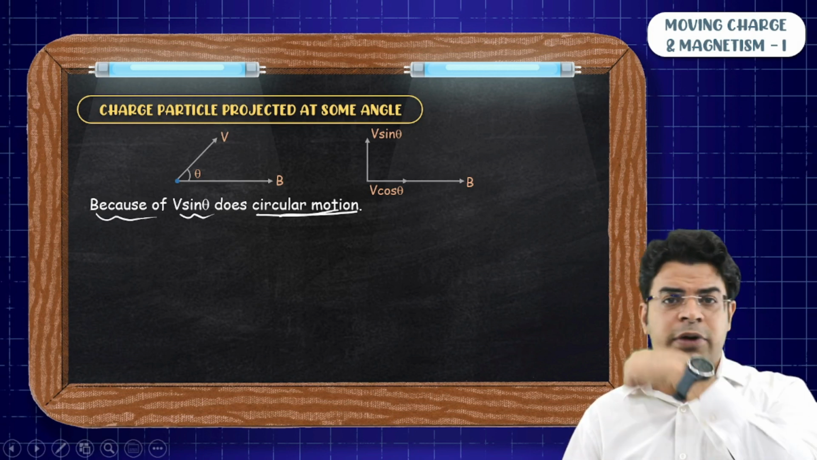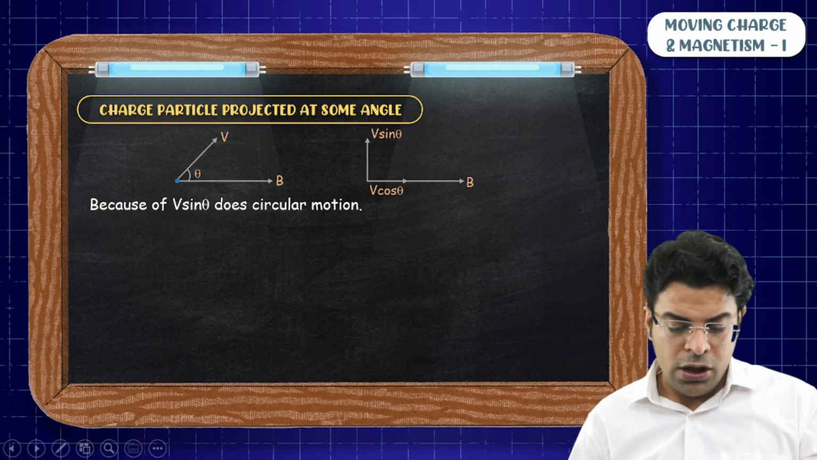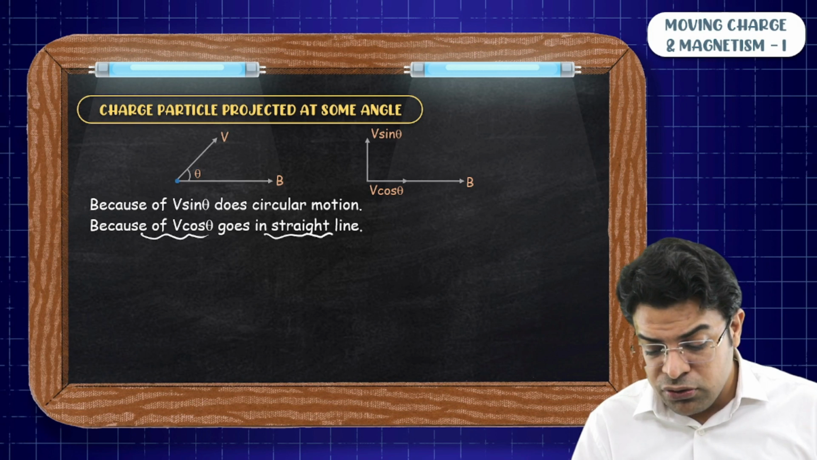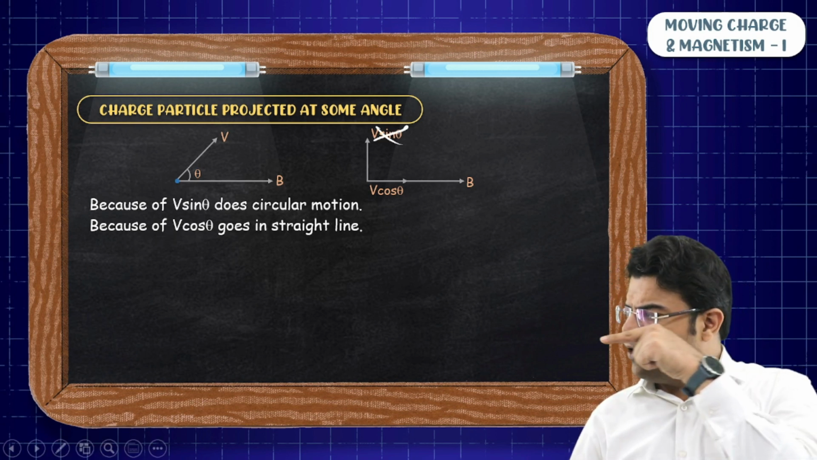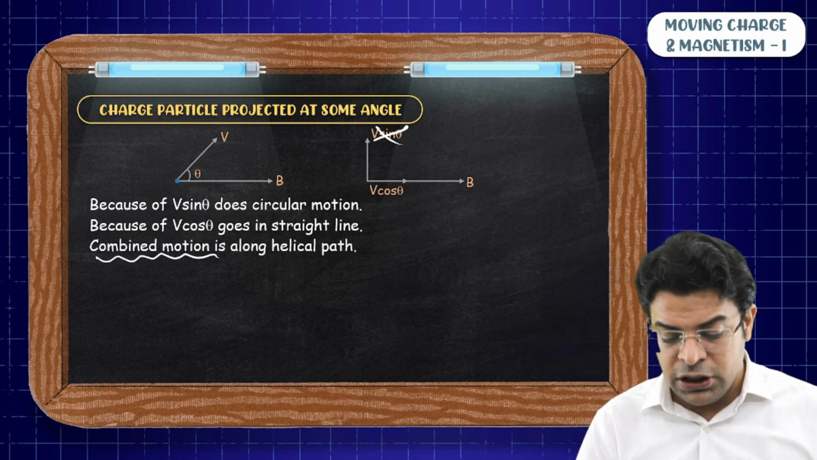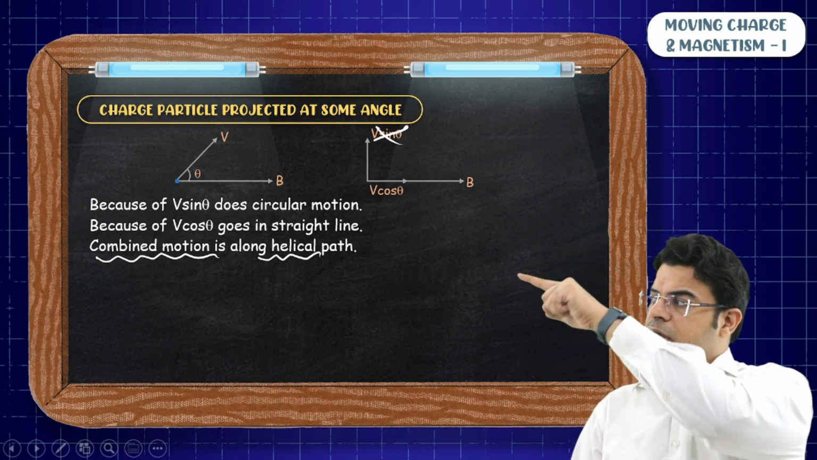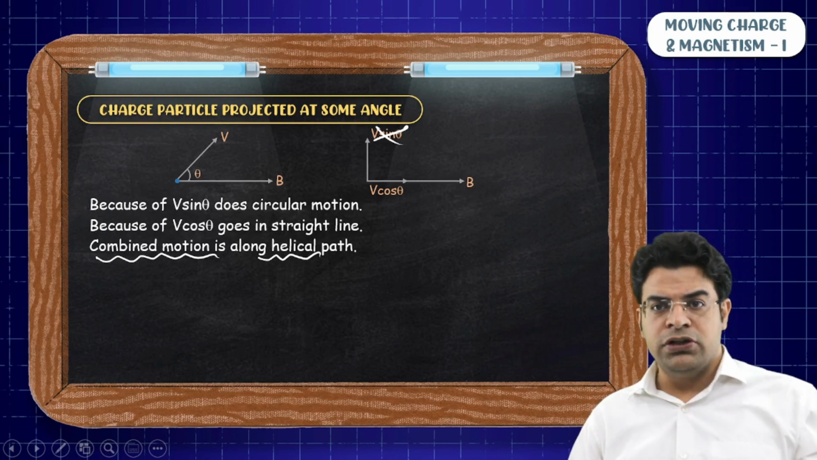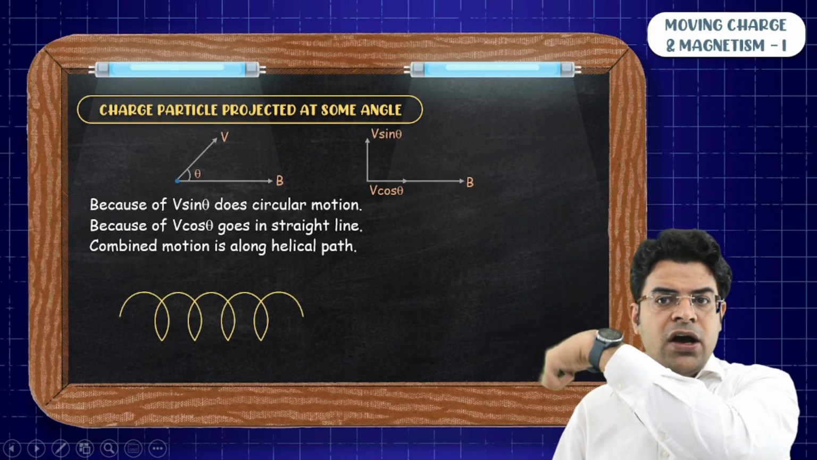If there would have been only velocity perpendicular to magnetic field, it would have done circular motion. Because of v cos theta it goes in a straight line; if there will be no v sin theta and only a velocity of v cos theta, it will go in a straight line. But due to the combined motion, it goes along a helical path. Circular due to v sin theta and straight line due to v cos theta. So this is what the path of the charged particle will look like, a helical path.